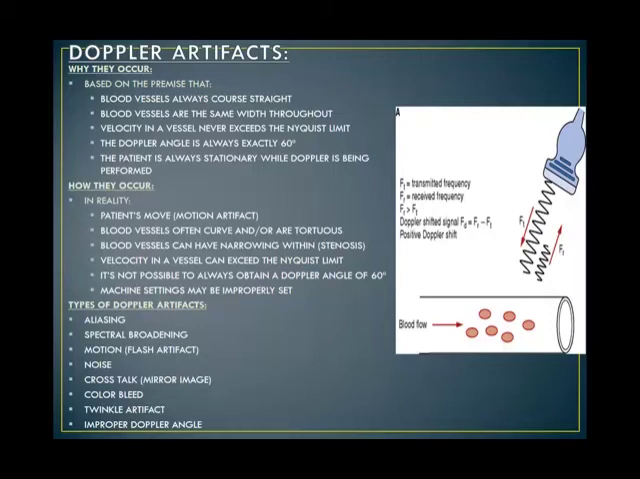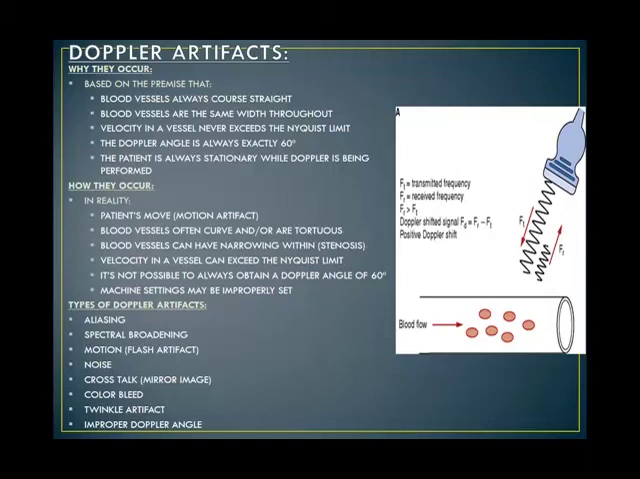The Doppler angle that we're coming from is always exactly 60 degrees, and the patient is always stationary, meaning holds exactly still while Doppler is being performed. So these are the assumptions that our ultrasound machine makes. What really happens is that patients move. We get motion artifact. Blood vessels curve and are tortuous. They're curvy.